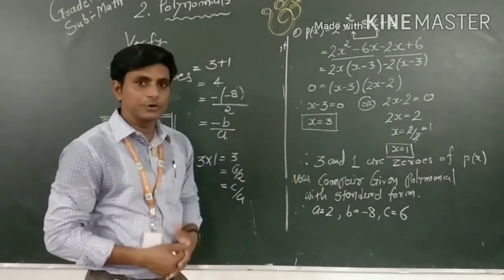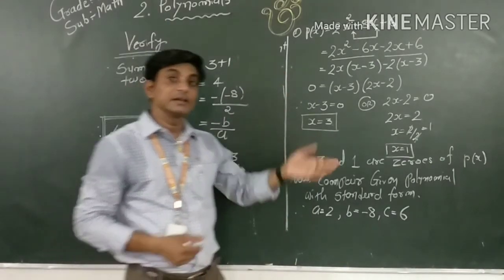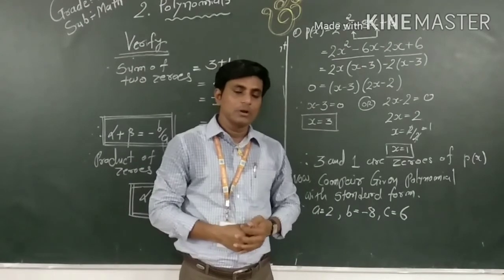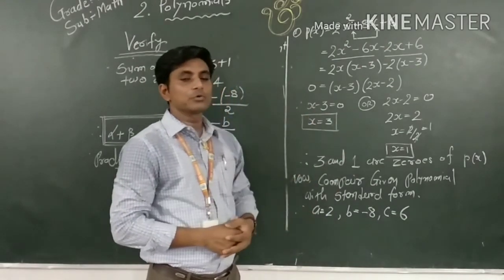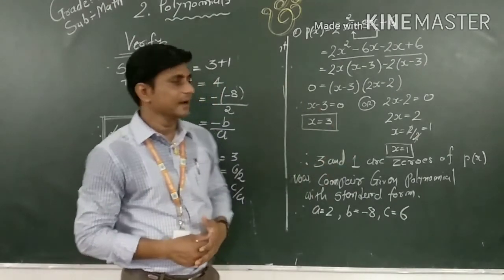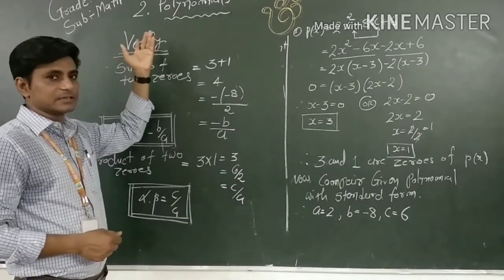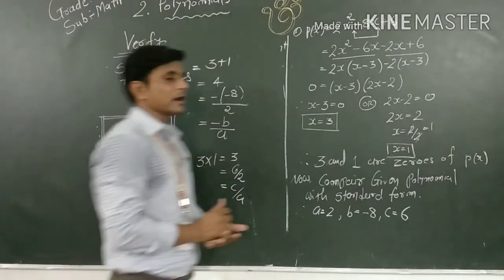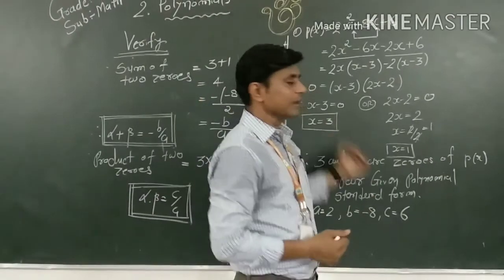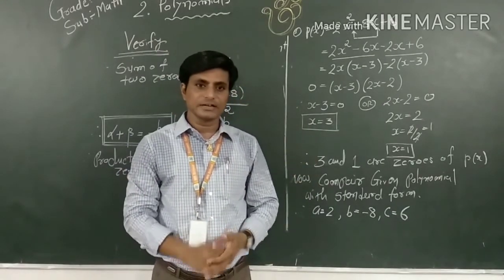In our next video we take some more examples from exercise 2.2, and we calculate the relation between zeros and coefficients and how we do verification. I hope you all have understood this, and this is all about the relation between zeros and coefficients.